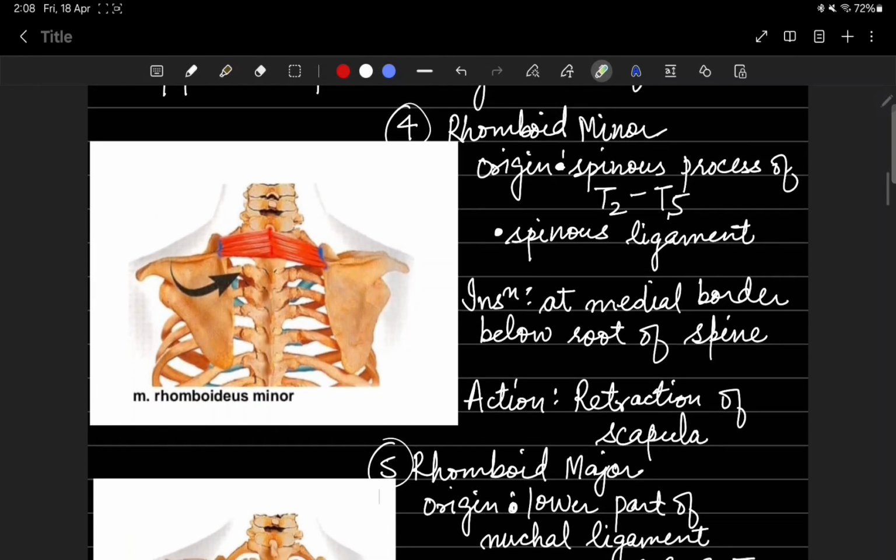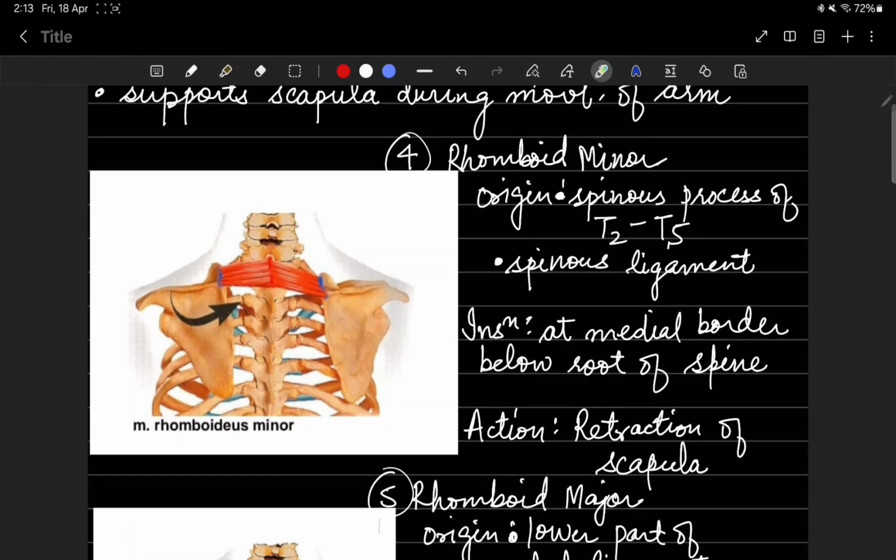Next muscle is the rhomboid minor muscle. It originates from the spinous process of the T2 to T5 vertebrae and the supraspinous ligament, and inserts at the medial border below the root of the spine, and its action is the retraction of the scapula.